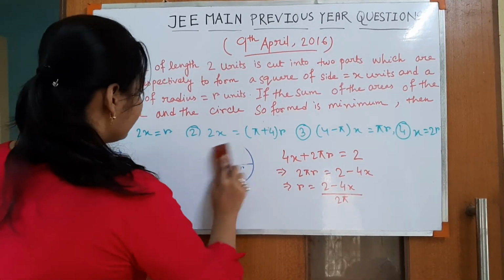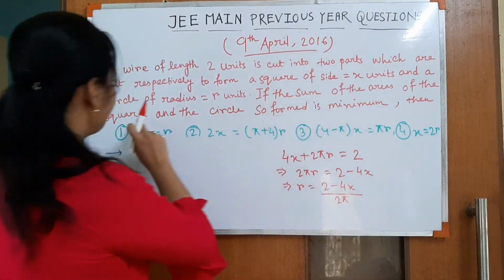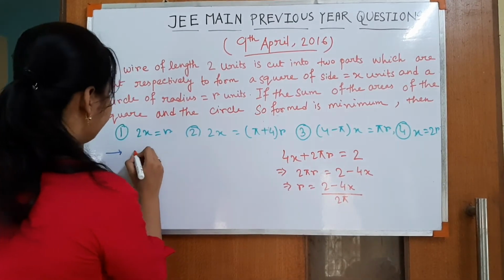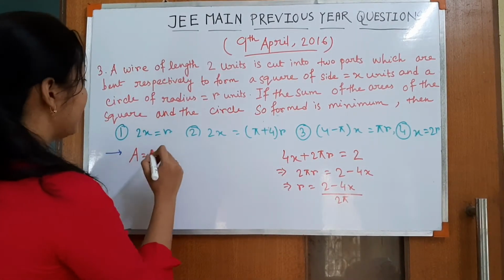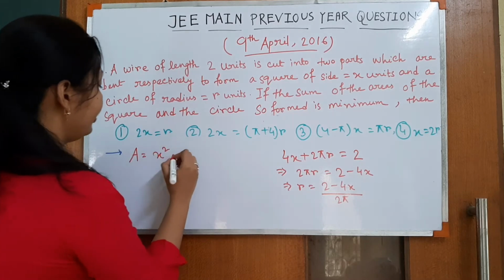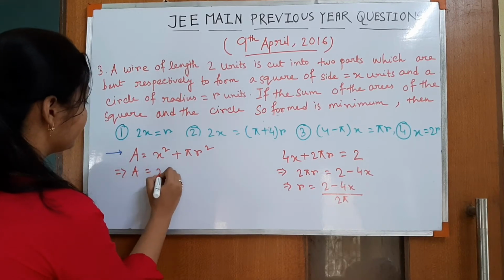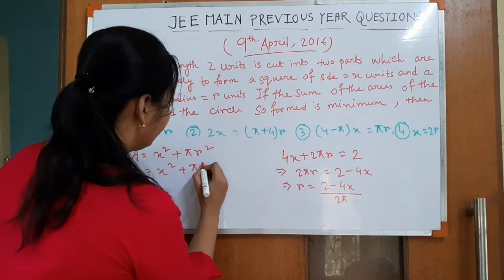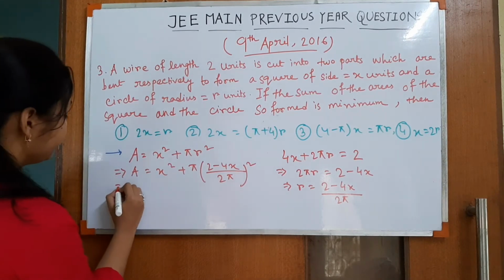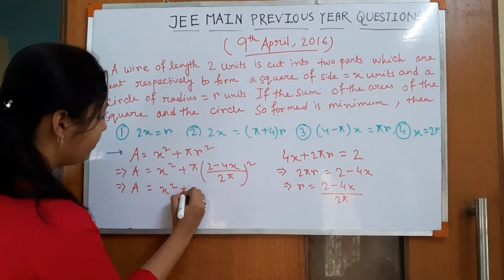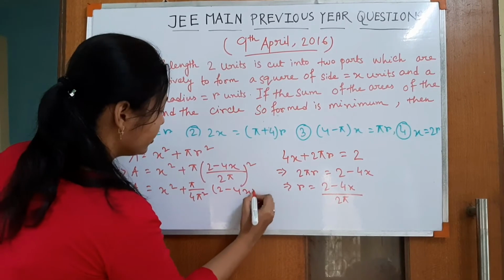Now we have to minimize the sum of the areas of the square and the circle. Let us take A equal to the sum of the areas of the square and the circle. The area of the square is x squared and the area of the circle is pi r squared. Here the value of r is (2 minus 4x) by 2 pi. We get A = x squared plus pi by 4 pi squared into (2 minus 4x) whole squared.